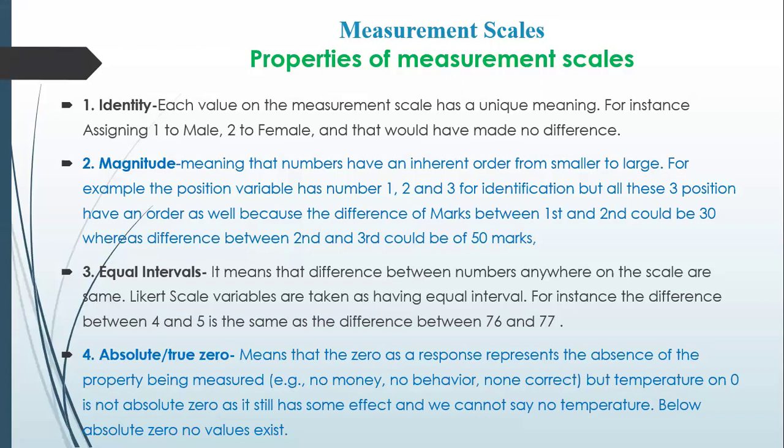And if we express the measurement in Kelvin, assume that it is 285 and another temperature is 290. So the difference is also 5. Like that, we have to use equal intervals. The best example is the Likert scale. You know about the Likert scale.